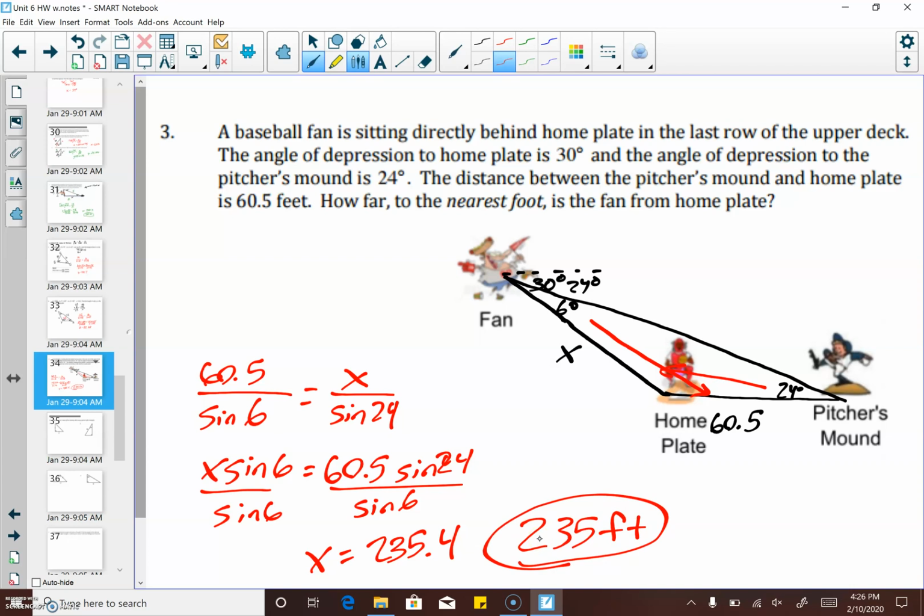Now again, our big angle of depression is 30, our smaller one is 24, so that's where we got our 6 from. The angle of depression to the pitcher's mound was 24, so the angle of elevation is 24 degrees, alternate interiors, and then we were able to do our law of sines to solve for our missing piece from there.